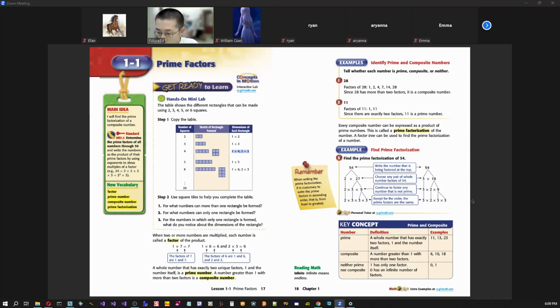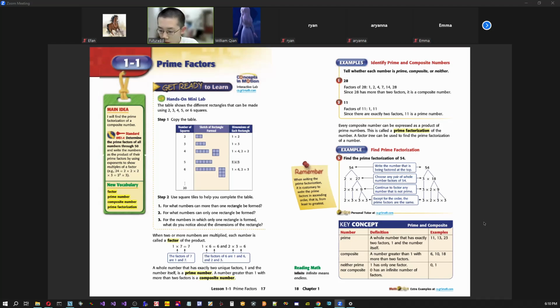What about 5? William, can you tell me how to make a 5 using integers, or natural numbers really? So how would I make 5? William, are you here? Okay, I'll ask Emma then. Can you tell me how we can make a 5? 1 times 5. So you can make it with 1 times 5, or you can flip them around, right? So we know that 1 times 5 is the same thing as 5 times 1.